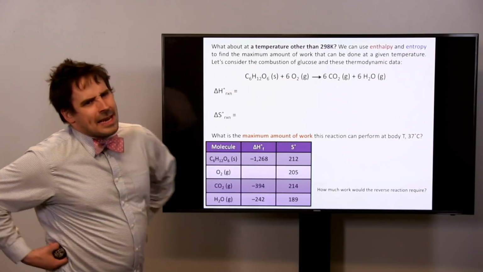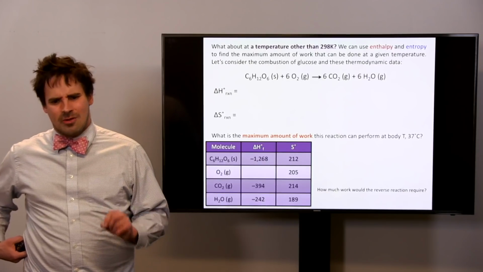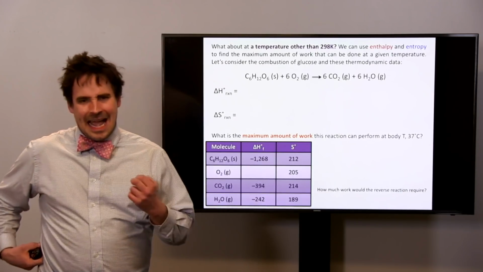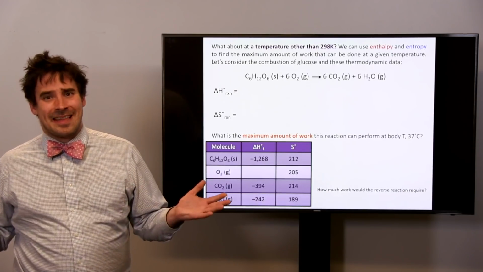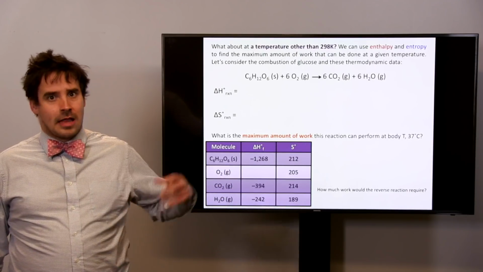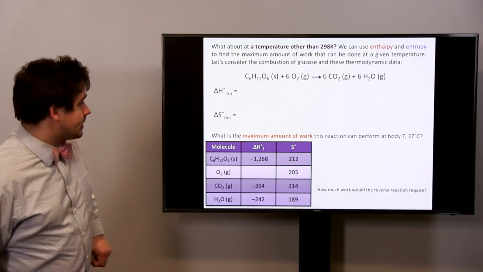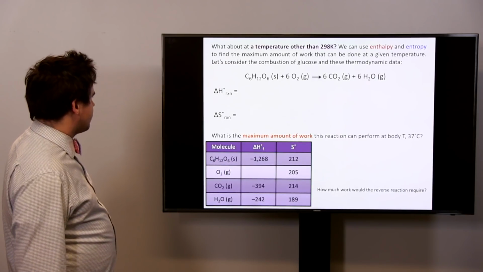Well, what about a temperature other than 298 K? Because standard conditions only mean 298 K. And, more often than not, that's not the temperature that we're working with. In those cases, you're going to use our classic equation, delta G equals delta H minus T delta S. So let's take a look here.